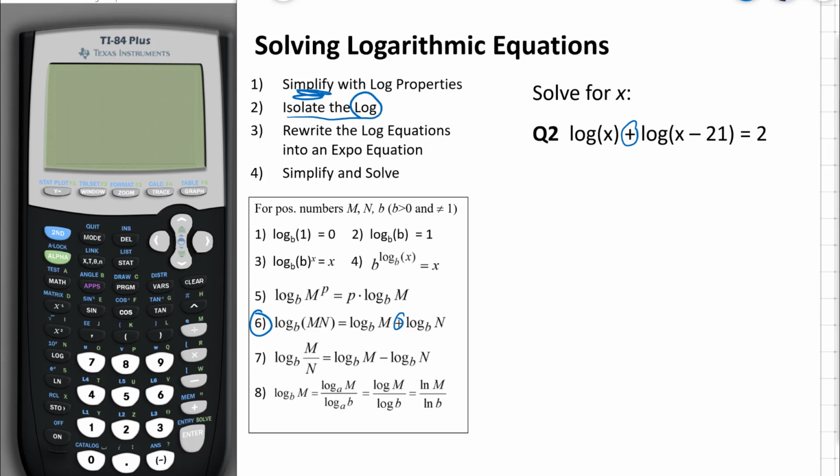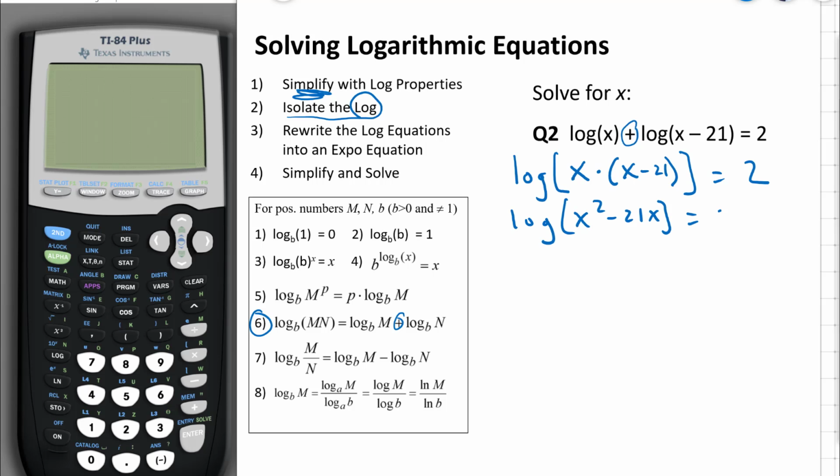So I could combine these two logs, a log plus a log, into one log function with a multiplication inside. Now notice I'm doing the parentheses, x times x minus 1. So this will equal log of x squared minus 21x equals 2. So by using the log properties, I combined the two logs into one expression, one log.